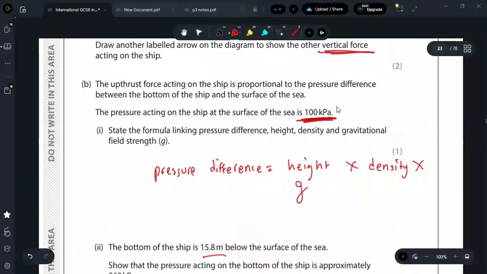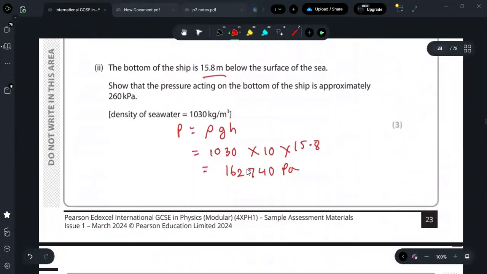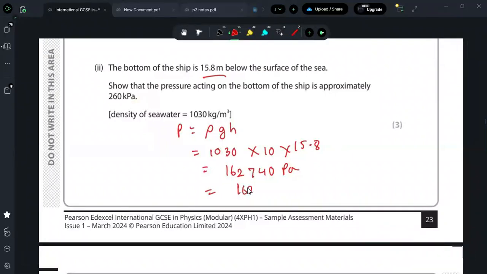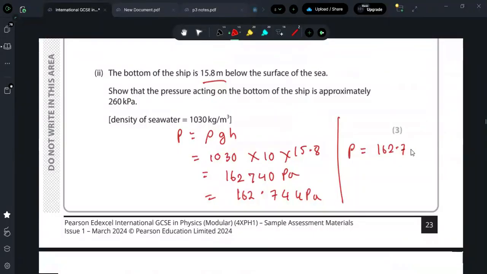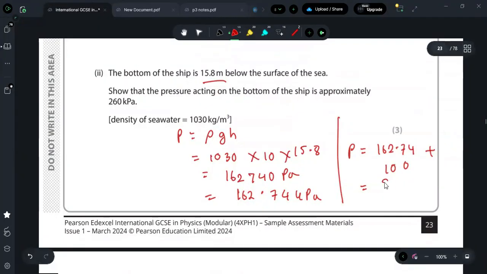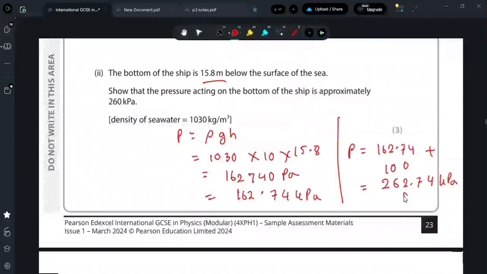Now notice that there is kilopascal here. So you can either convert this to pascal or take this to kilopascal. We have to take it to kilopascal because they told us to show that, right? So to take it to kilopascal you simply need to divide it by 1000, which gives 162.74 kilopascal. We're not done yet. Pressure is equal to 162.74 plus 100, which should give you something around 262.74 kilopascal, which you can write as approximately 260 kilopascal.